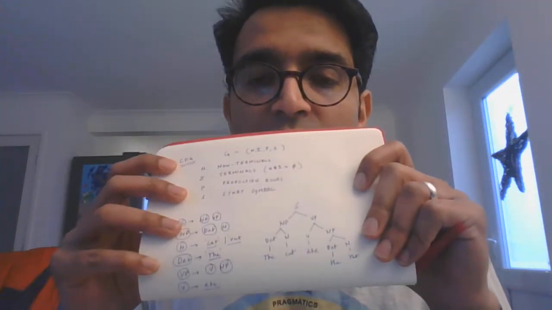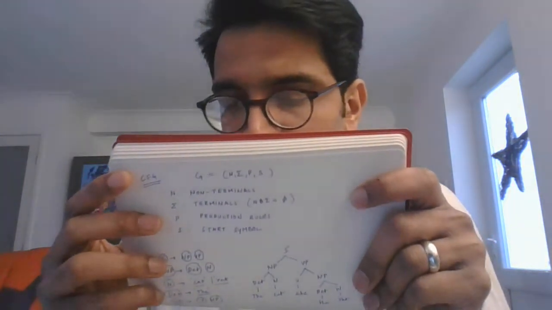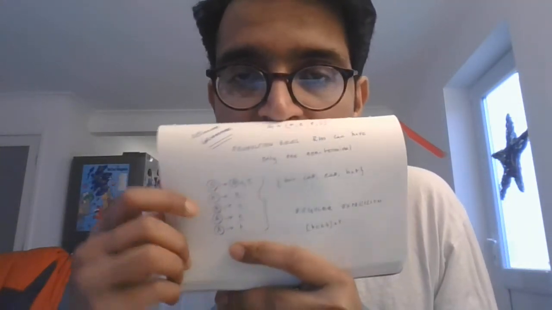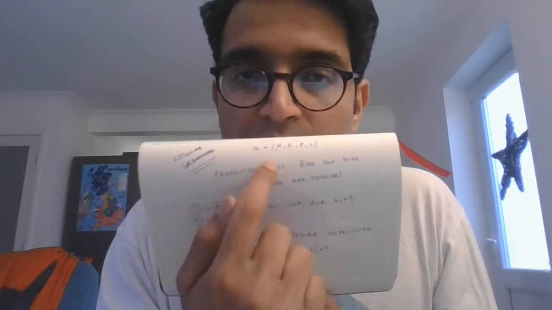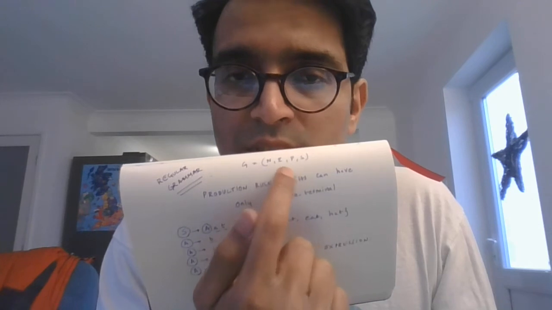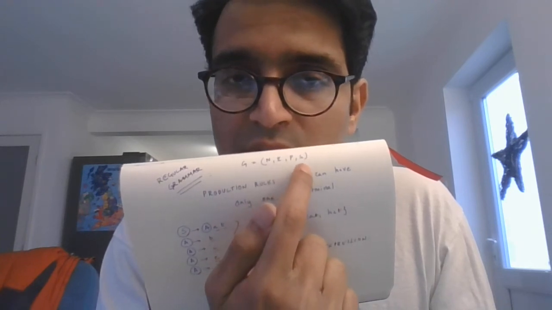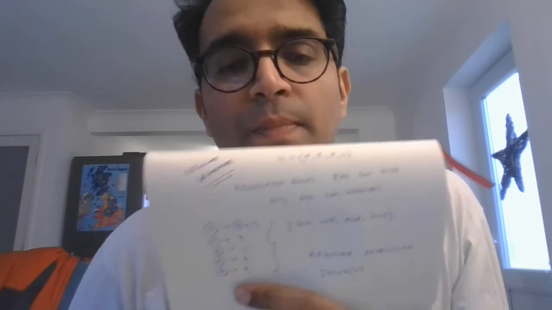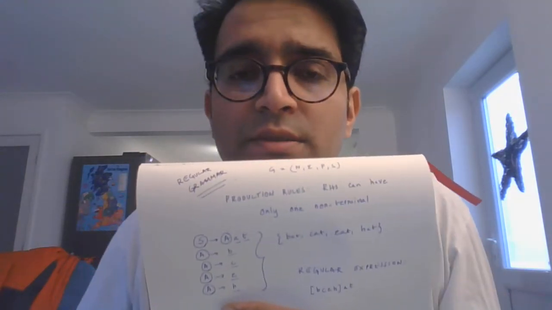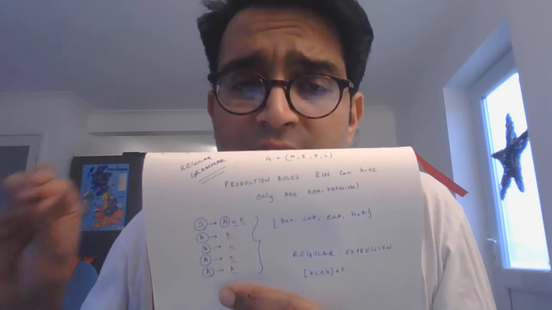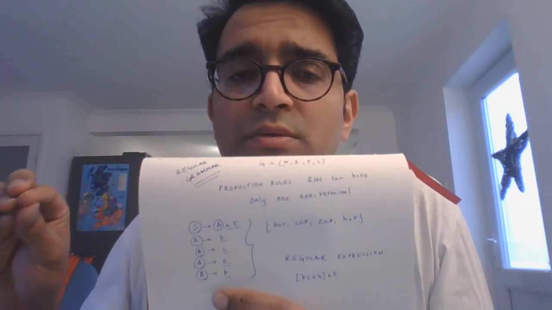So next we'll look at regular grammar. Regular grammar is the same as a context-free grammar. The definition is exactly the same, right? So again, G is a four-tuple: non-terminals, terminals (sigma is the terminals), P the production rules, S the start symbol. The only difference is in the production rules. In a regular grammar, the form of the production rule is more restricted.